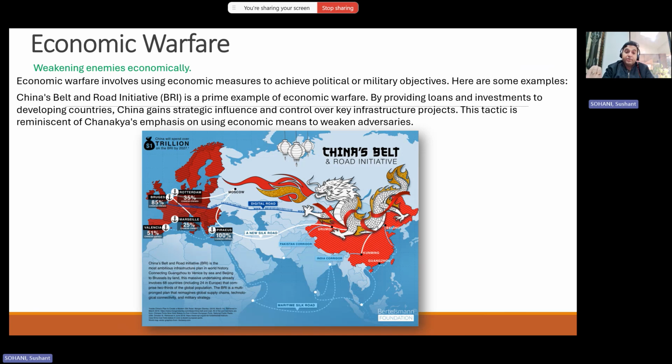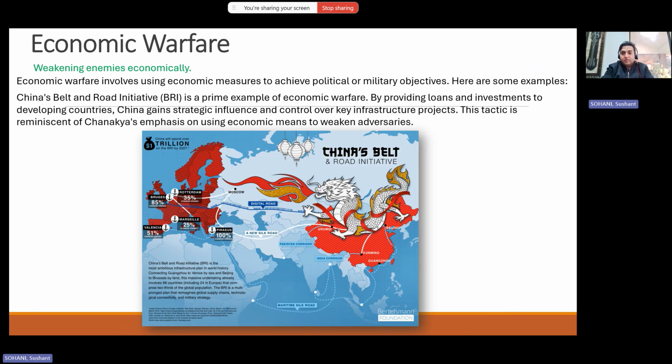This tactic is reminiscent of Chanakya's emphasis on using economic means to weaken the adversaries. China's adversary is India, because they are the direct competitors. Pakistan, Bangladesh, Nepal, Sri Lanka, Myanmar have traditionally been part of Indian influence. They were part of India once upon a time, because it's the same civilization.